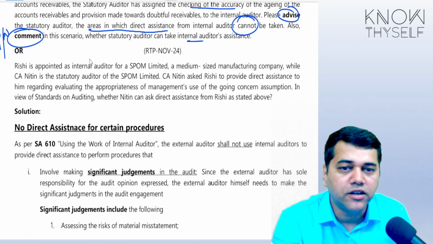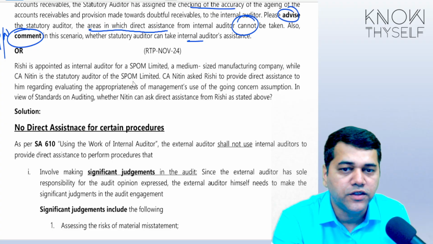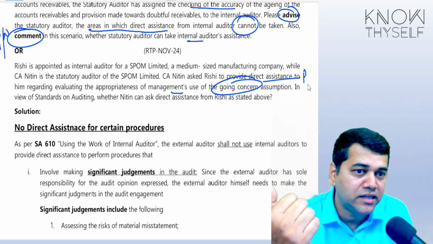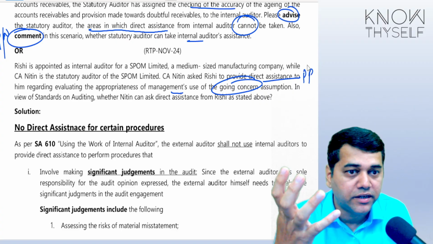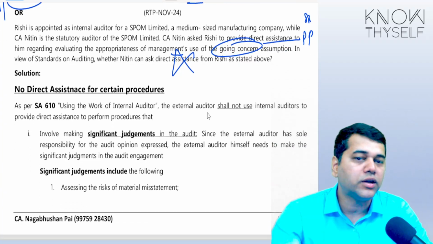Rishi is appointed as an internal auditor for a medium-sized company, while Nitin is statutory auditor of SPOM Limited. CA Nitin asked Rishi to provide direct assistance in the appropriateness of the management's use of going concern. See, going concern requires a lot of planning. Okay, performance is also very tricky. Significant judgments are there. You cannot ask. So now, how to write an answer?